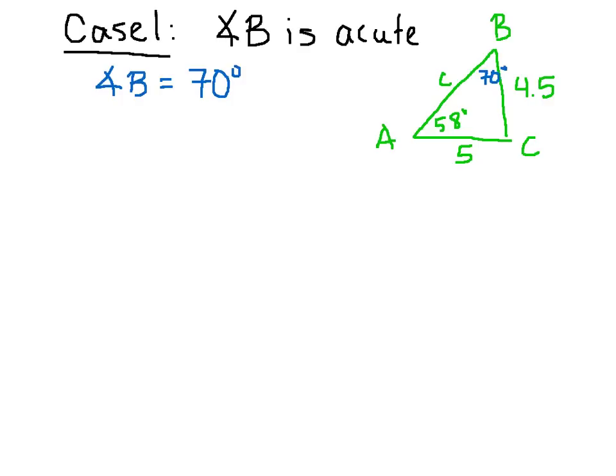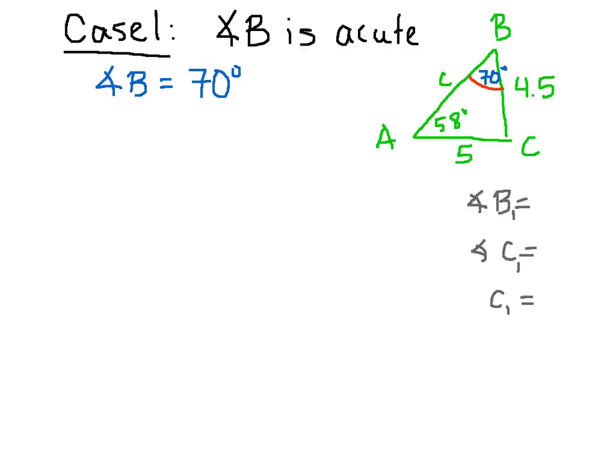So for case 1, where your angle B is acute, that means this is where you have your 70-degree angle. So if we want to solve for your angle B, which we have, we still need to find out what angle C is, and we're going to call this C sub 1, B sub 1, and we're also going to need to find out what side C is. So this is going to be side C sub 1.